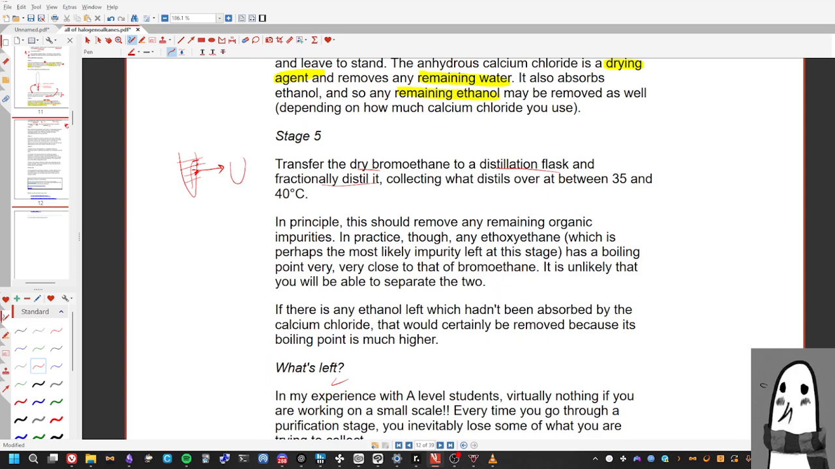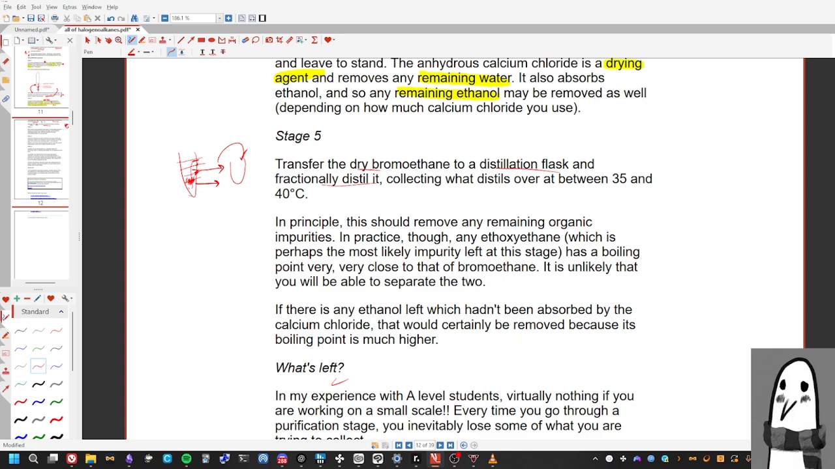In principle, this should remove any remaining organic impurities. In practice, though, any ethoxyethane, which is perhaps the most likely impurity left, has a boiling point very, very close to bromoethane, so it is unlikely that you will be able to separate the two. If there is any ethanol left, which hadn't been absorbed, then it would certainly be removed because the boiling point is much, much higher. So, since the boiling point is much higher, it would stay behind and not be collected here. We're collecting anything here.